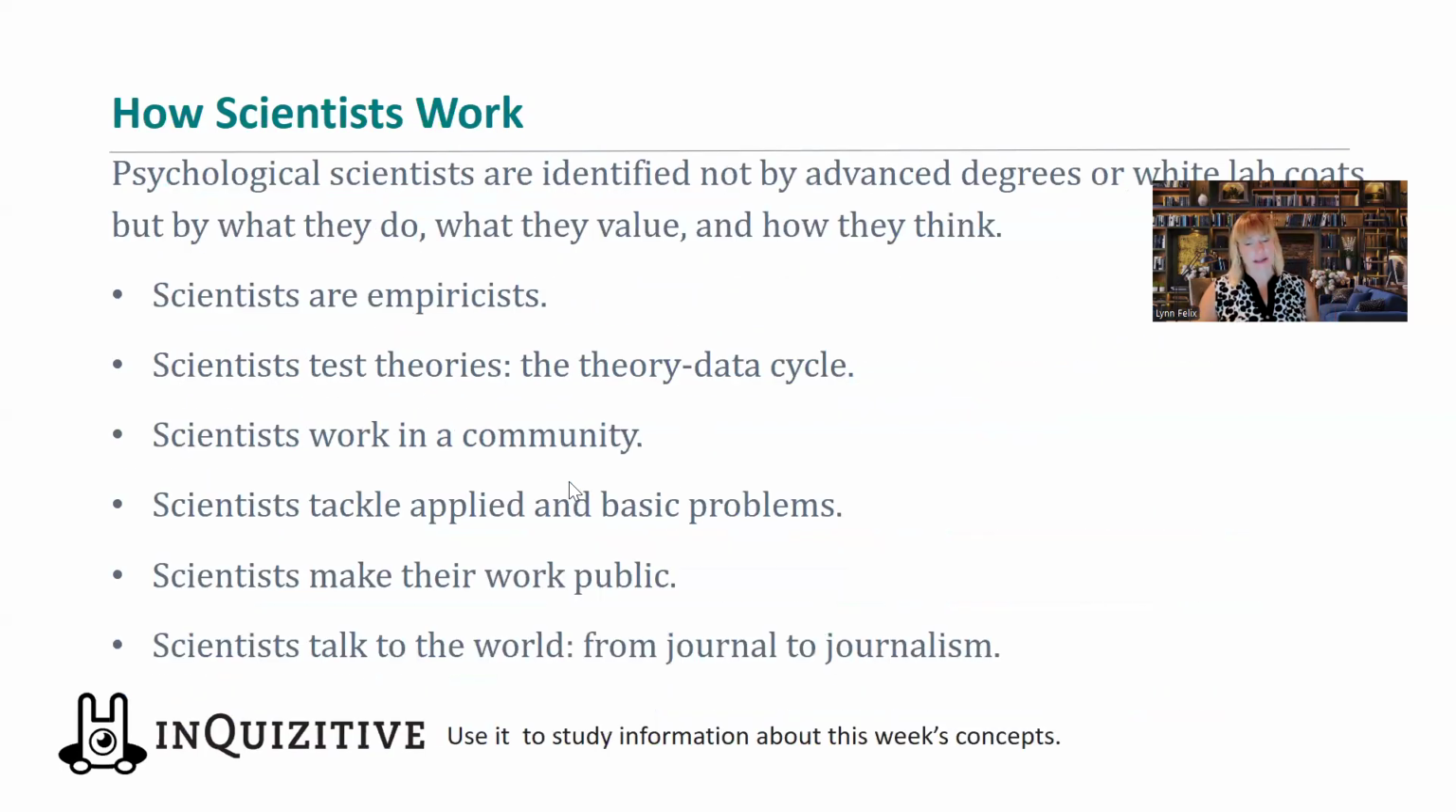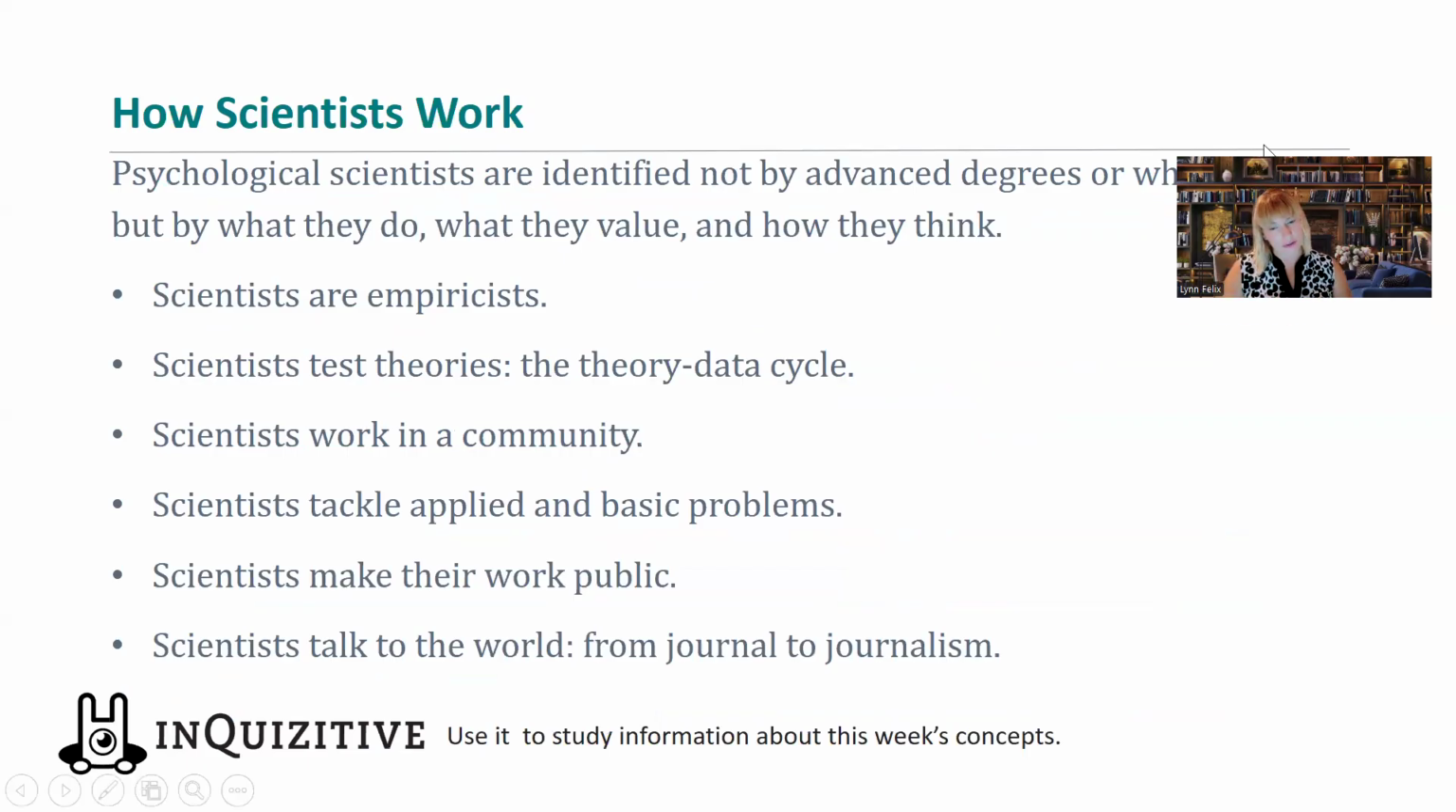So how do scientists work, right? Psychological scientists are identified not by advanced degrees or white lab coats, but by what they do, what they value, and how they think. So we know scientists are empiricists. Scientists test theories, and they use the theory-data cycle to do that, which we're going to take a look at shortly. Scientists work in a community. Scientists tackle applied and basic problems. Scientists make their work public, and scientists talk to the world, from journal to journalism.